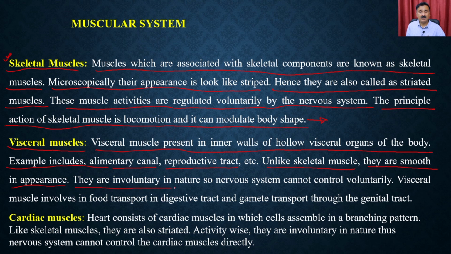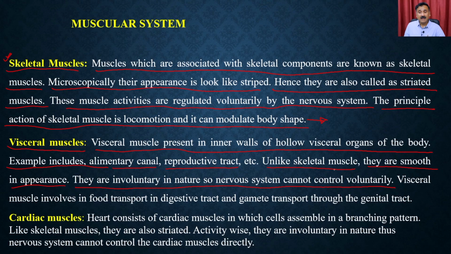They are involuntary in nature, so the nervous system cannot control them voluntarily, which means these muscles function without being under the control of the nervous system. So, you cannot control the muscles which regulate the peristaltic movement, for example, in your stomach or the other parts of the alimentary canal. That is involuntary. As soon as the stomach gets food, it is going to have peristaltic movement. The same is true for the oesophagus. As soon as it has food, it has peristaltic movement, so that the food moves downwards.